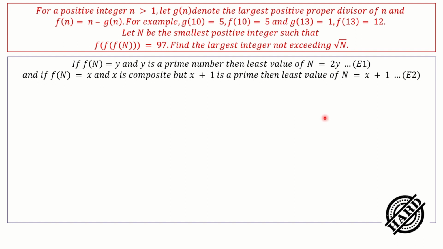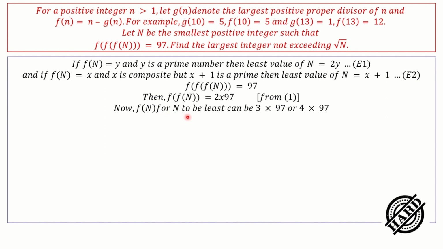Let's check the problem now. f of n equal to 97. So we know 97 is a prime. So this f of n has to be, as per the first rule, twice. Correct? So f of n equal to twice 97. Now, next.